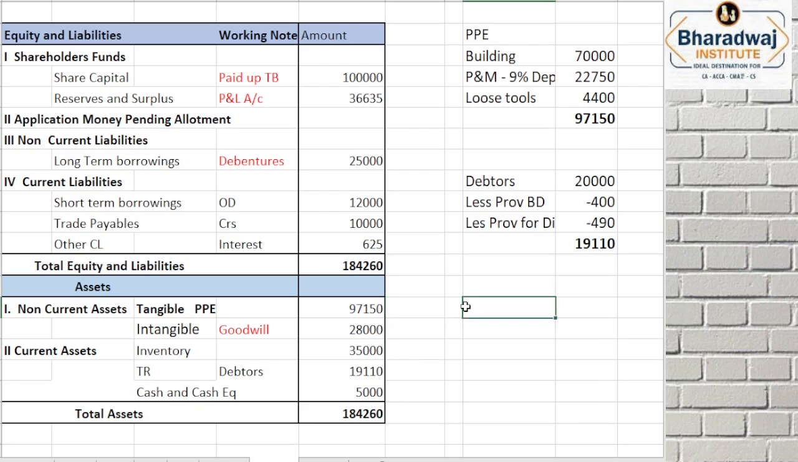It's not a break time, so read the question. Proposed dividend will appear as which one? Notes to accounts. It will not be adjusted in P&L account or balance sheet. It will be just appearing as which one? Notes to accounts.